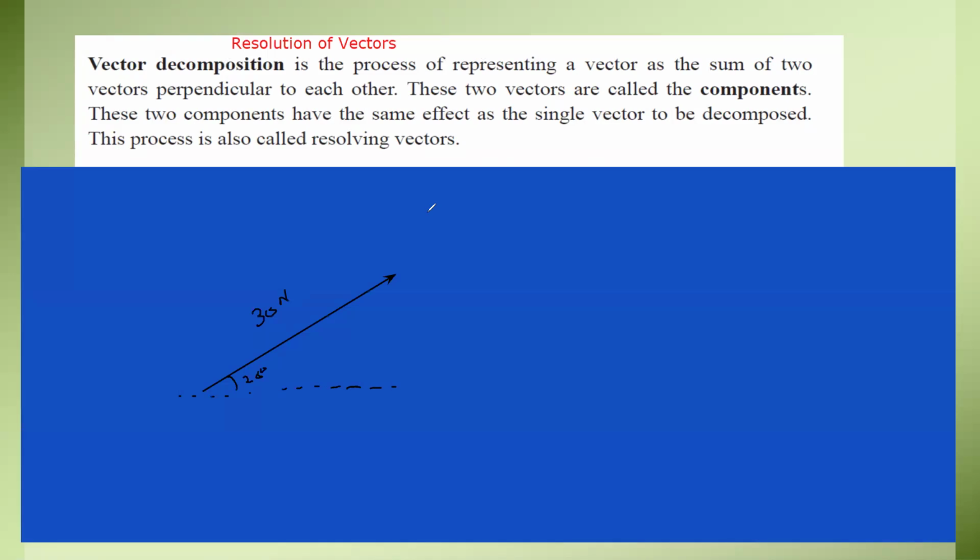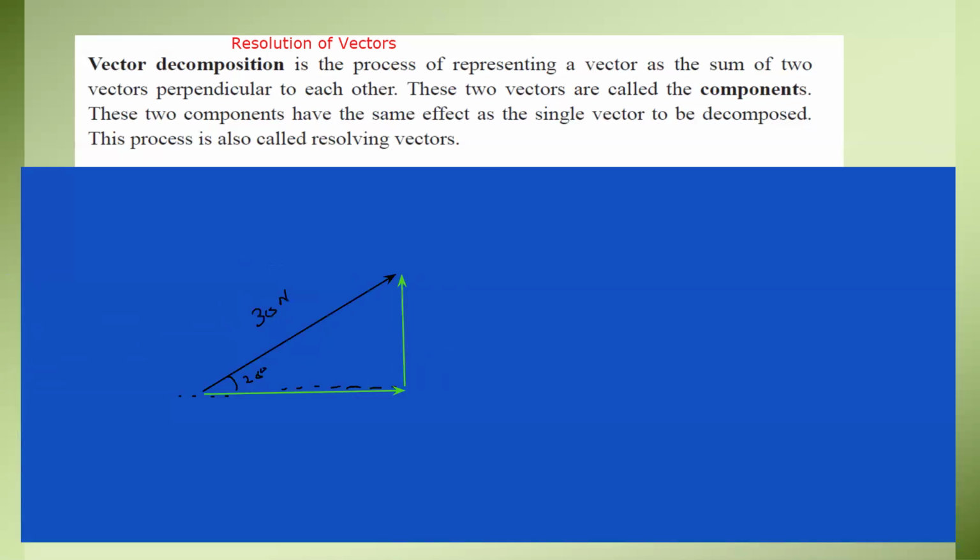One of the components is a horizontal component, like a force of 30 Newton acting at an angle of 20 degrees to the horizontal. So part of the force is acting horizontally and part of the force is acting vertically. And the vertical component you can draw here or you can draw at this point. You can also draw at this point, it does not make a difference. So the vector will have two components.